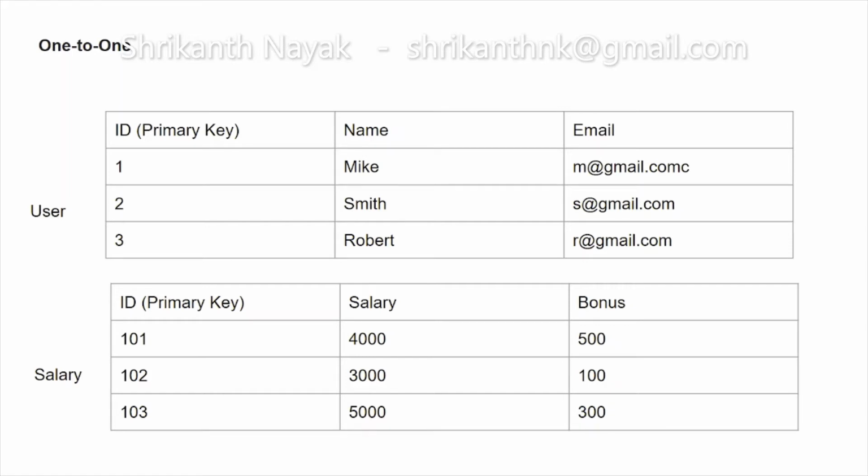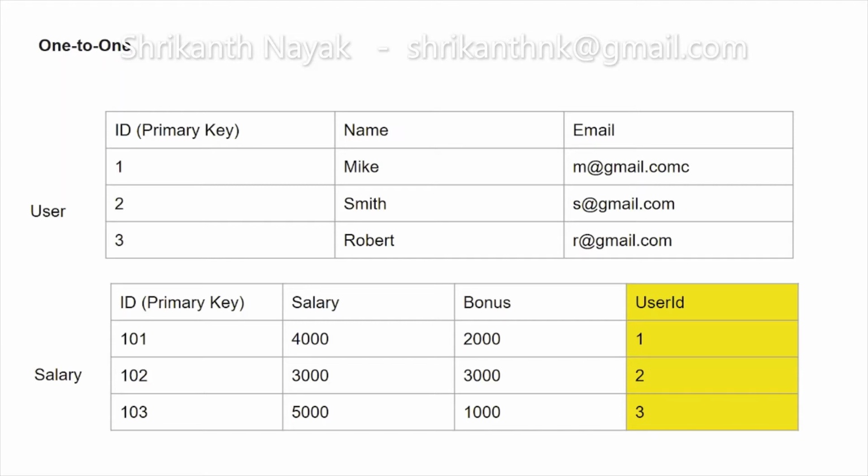In fact, you won't be able to answer these two questions because there is no relationship between the user table and the salary table. How can we achieve this? To do that, we have to introduce a foreign key in the salary table. Now, in the highlighted part, you can see user ID 1, 2, 3. These are being added by extracting the ID from the user table.